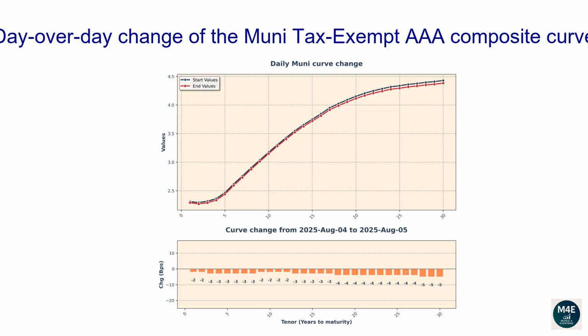The 5-year tenor changed -3 basis points. The 10-year tenor changed -2 basis points. The 20-year tenor changed -4 basis points. The 30-year tenor changed -5 basis points.